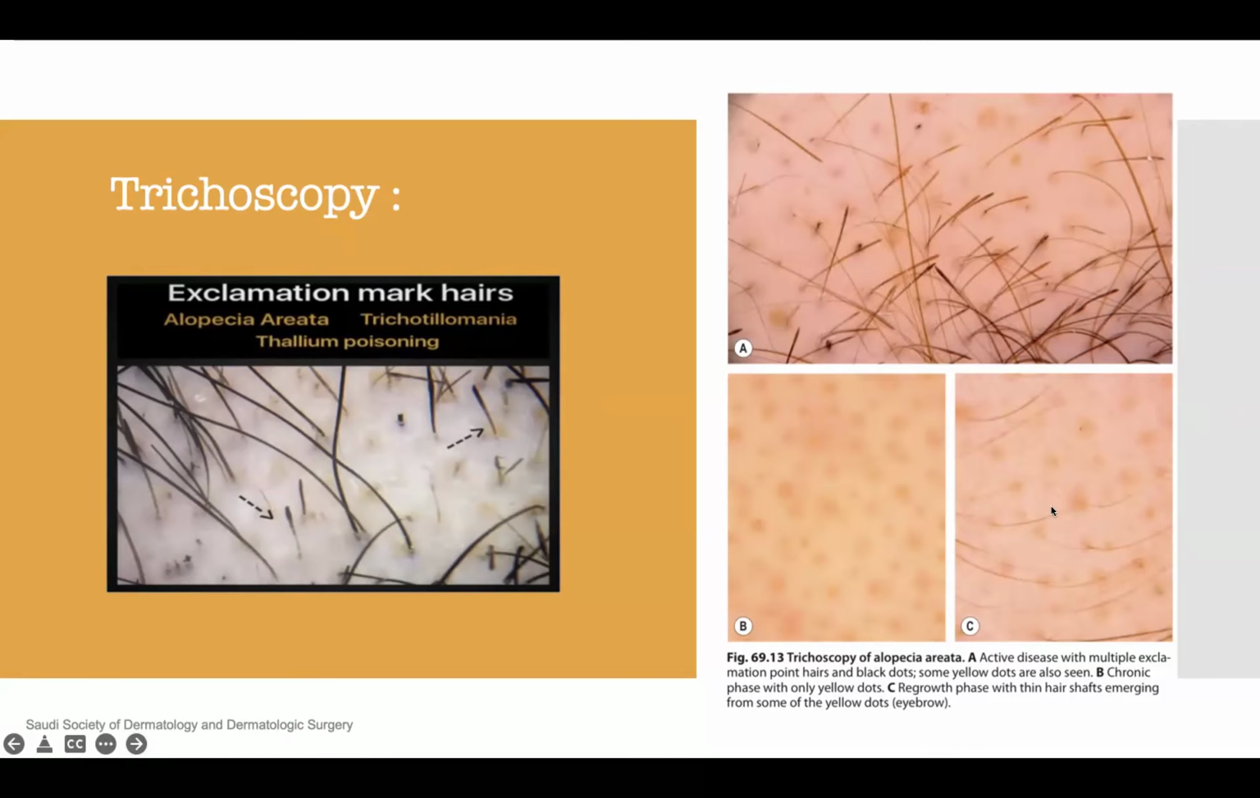And number C is where this is considered the regrowth phase, as we can see fine hair follicles emerging, and also yellow dots.